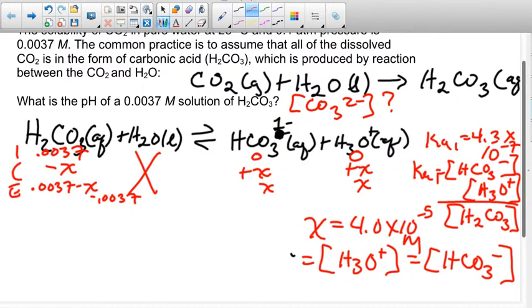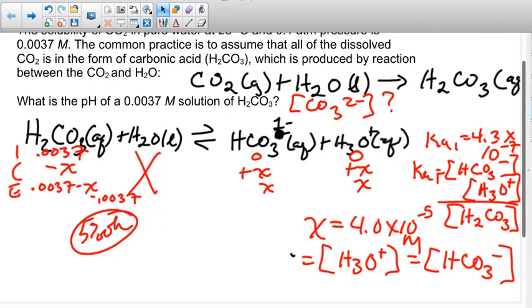Was my 5%, was I good on that? I was, right? Probably. We'll call it good. All right, if it's not good, what do you do? Quadratic equation.